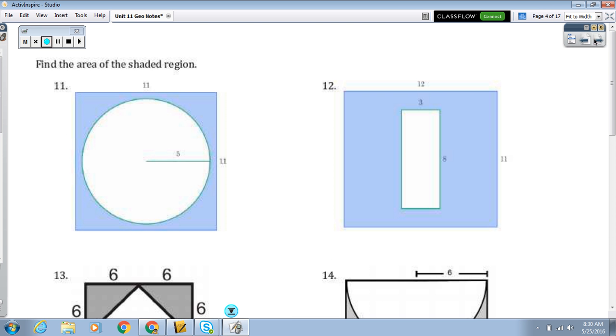Our lovely substitute, give her a round of applause, has an answer key. So if there's one question that's stumping you, you can always check there.